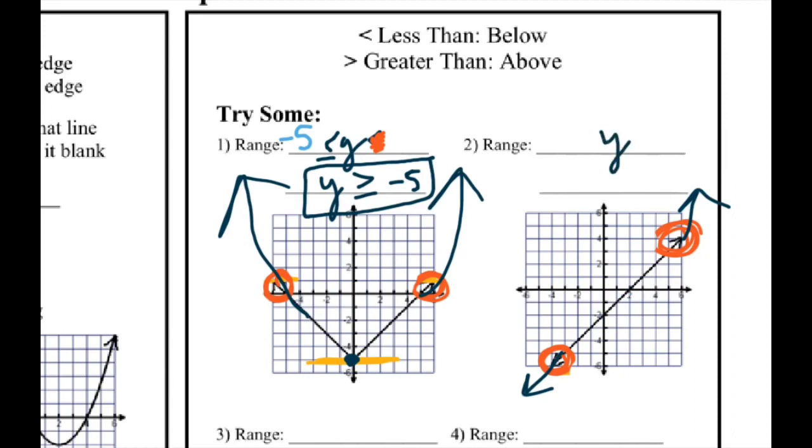So when you have your range is y, there is no number that stops it at the bottom. It goes down forever. There's no number that stops at the top. It goes up forever. So we said that we call that all real numbers. We don't need this restriction because my domain is the bottom all the way down to the top. Go ahead and try the next two examples here.